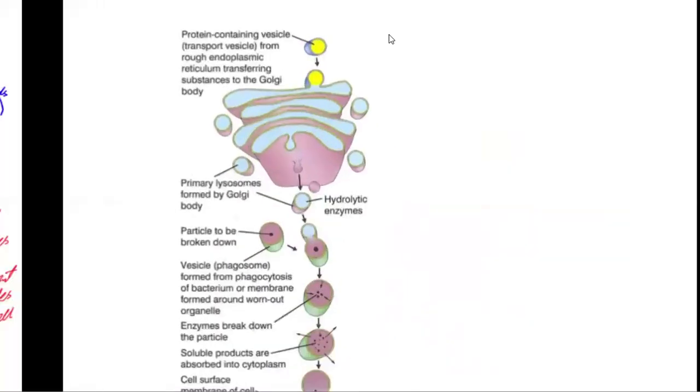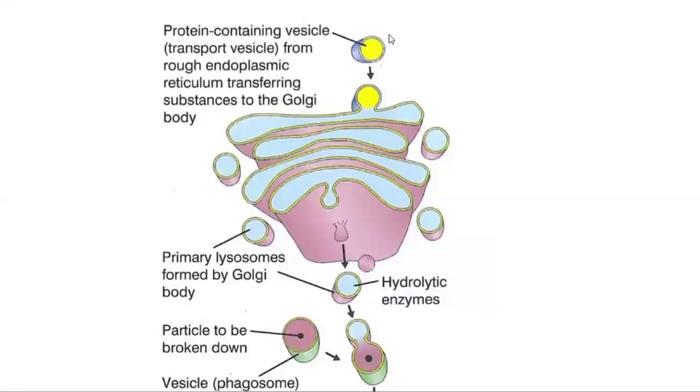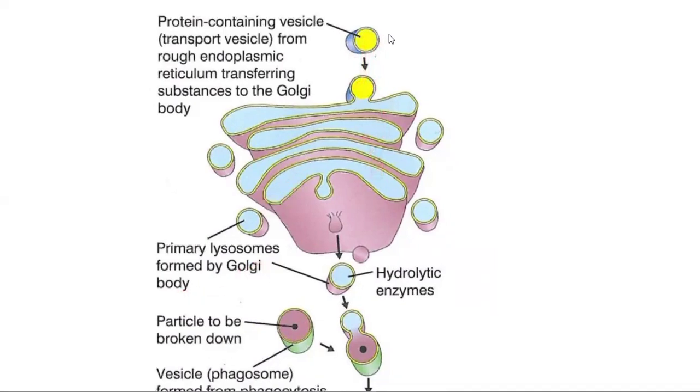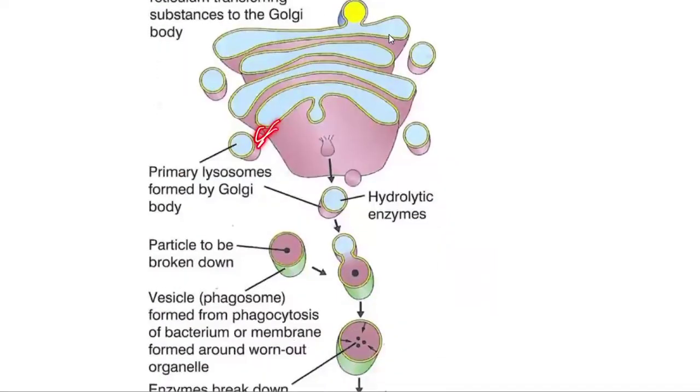From here, this map shows how the lysosome arrives from the Golgi. This is a protein-containing transport vesicle coming from the rough ER, and it fuses with the Golgi. Inside the Golgi, it undergoes modification to be released from the Golgi body as a Golgi vesicle. The Golgi vesicle is carrying hydrolytic enzymes.